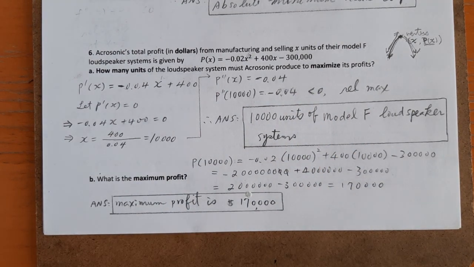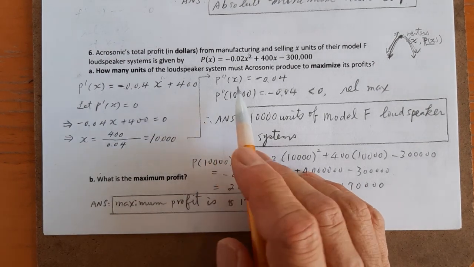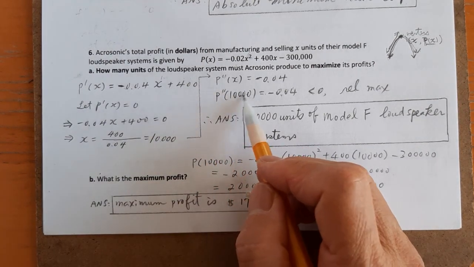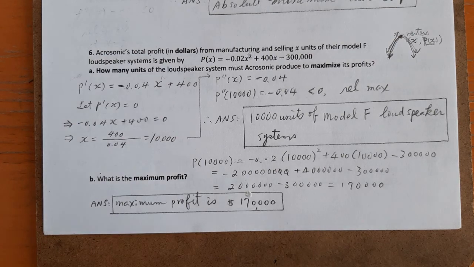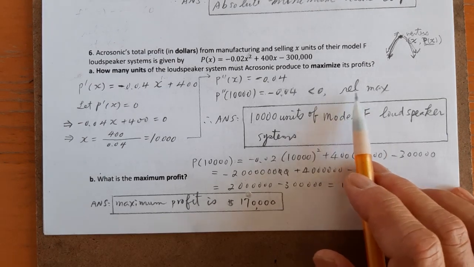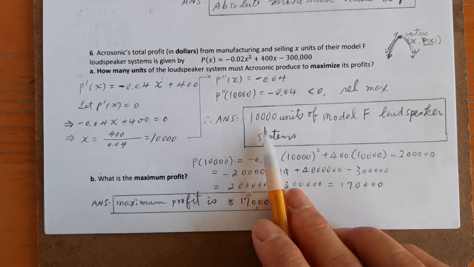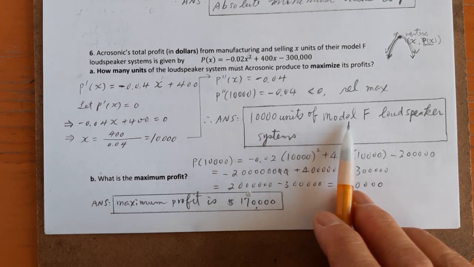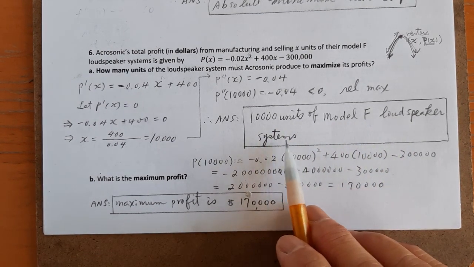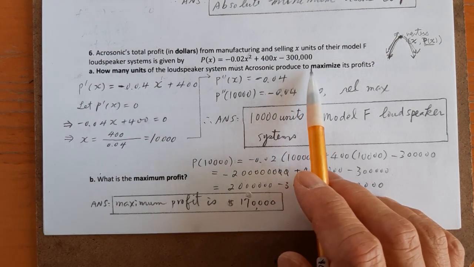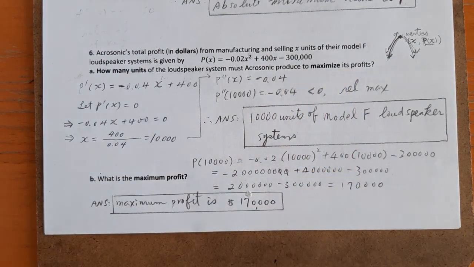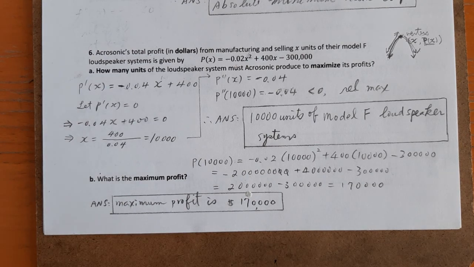Second derivative test: if the second derivative at that critical point is negative, that's a relative maximum. So this is a relative maximum. So 10,000 units of Model F loudspeaker systems can be produced to maximize profit. And that's how I directly use the second derivative test.